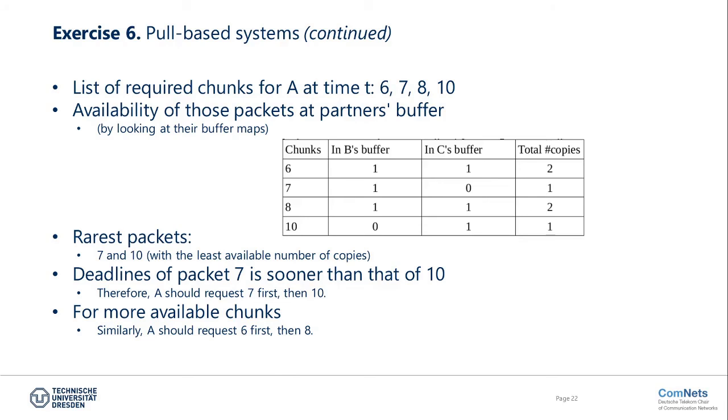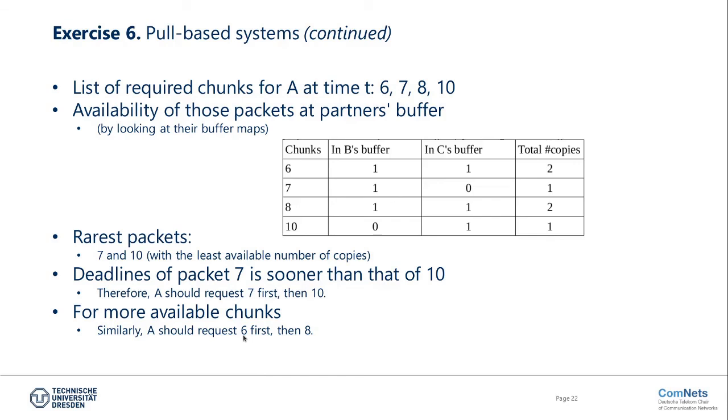Why? We are talking about a live video stream, and each video packet has its own deadline. If the video packet misses its own deadline, then the video packet is useless. Therefore, if we request video packet number 6 first, we have a higher chance. We cannot be sure, but we only have a higher chance that if number 6 is requested earlier, then it has a higher chance to arrive earlier than number 8.